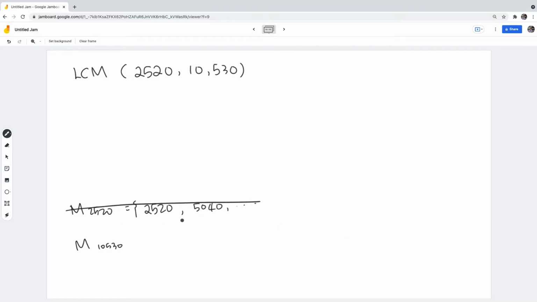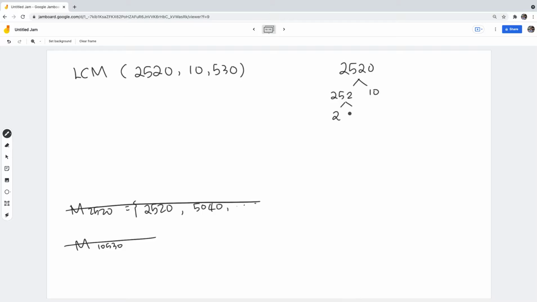So instead of doing that, we want to use prime factorization. Let's do prime factorization of both numbers. 2,520 ends with 0, which means it's a multiple of 10. So we know that 2,520 has factors of 252 and 10. Of course, both of them are not prime numbers yet. And 252 ends with a 2, so it's divisible by 2 because it's an even number.